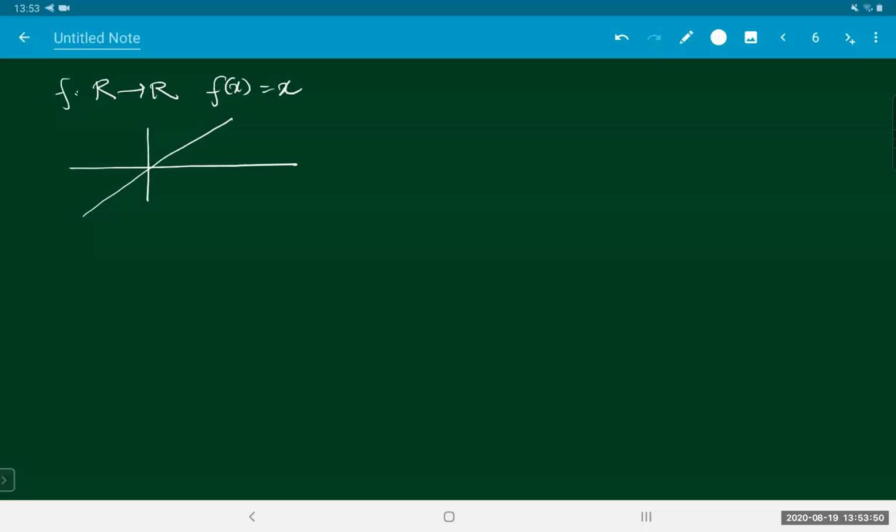So to check if it is 1 to 1 or many to 1, you just check, is there any point on the y-axis which is mapped to multiple points on the x-axis? Well, turns out there isn't in this case. So this is 1 to 1. And also all the points on the y-axis are used up. So this is onto.